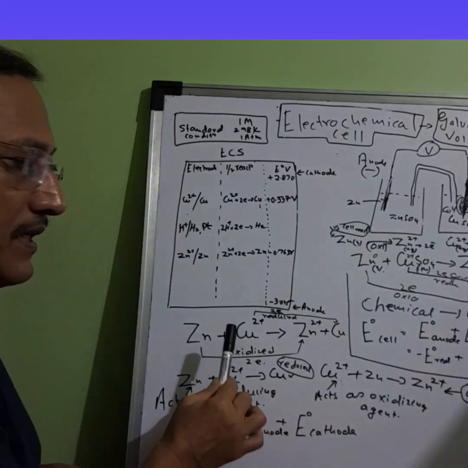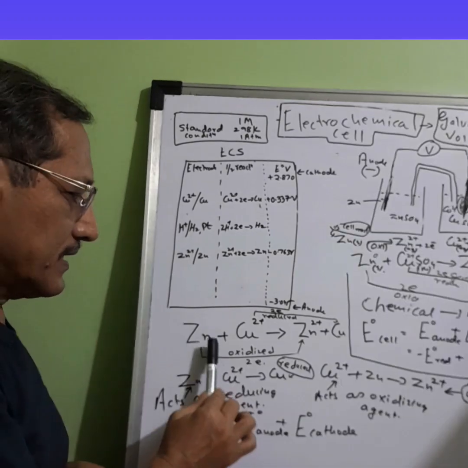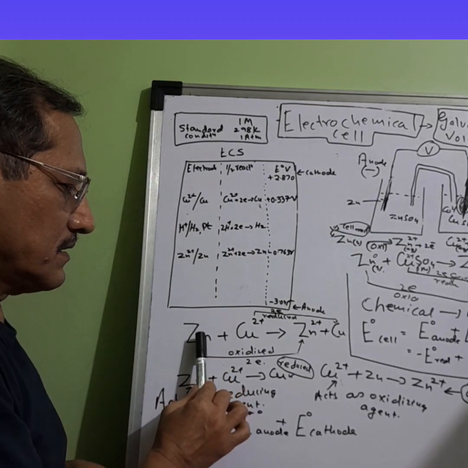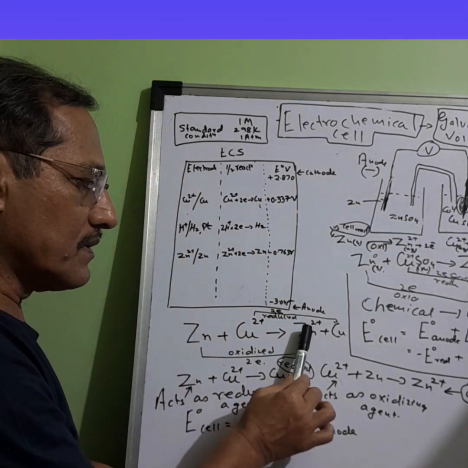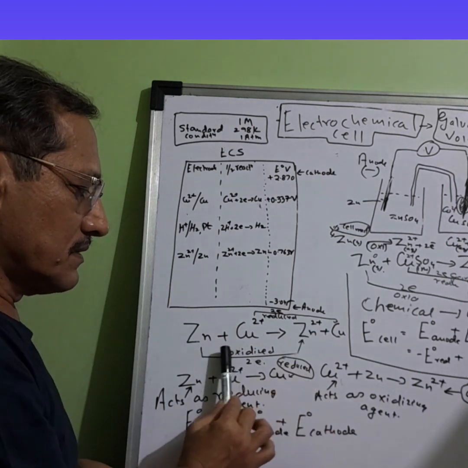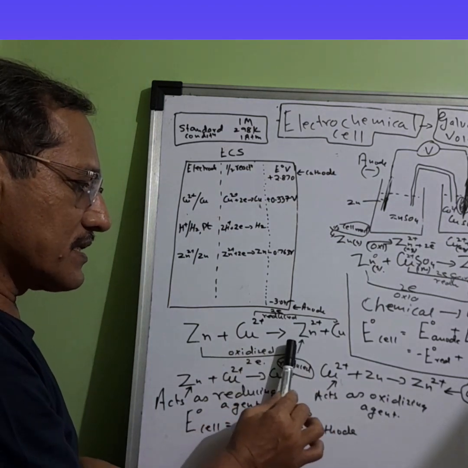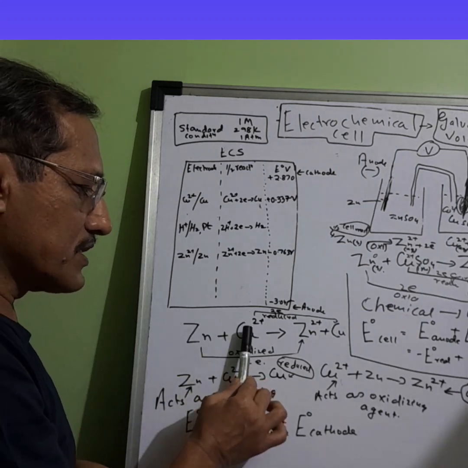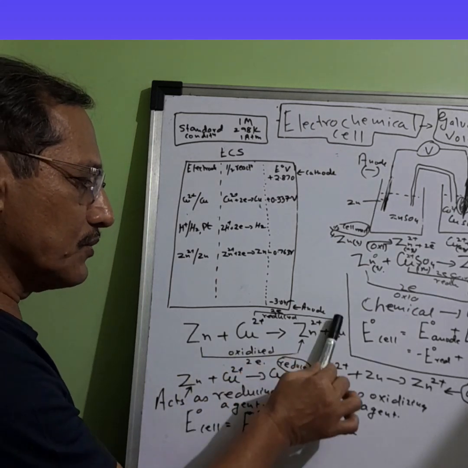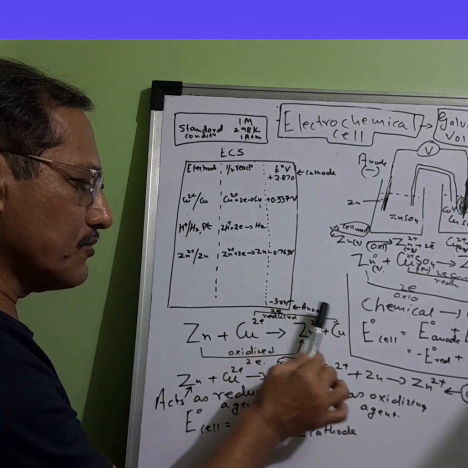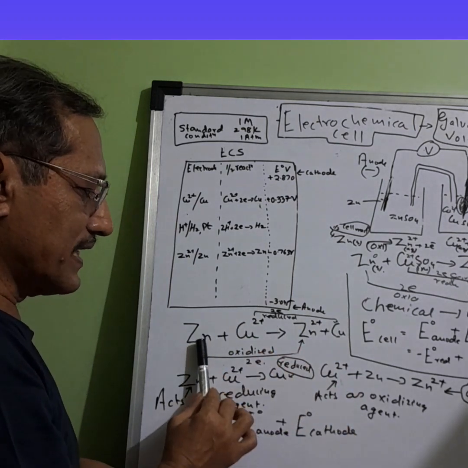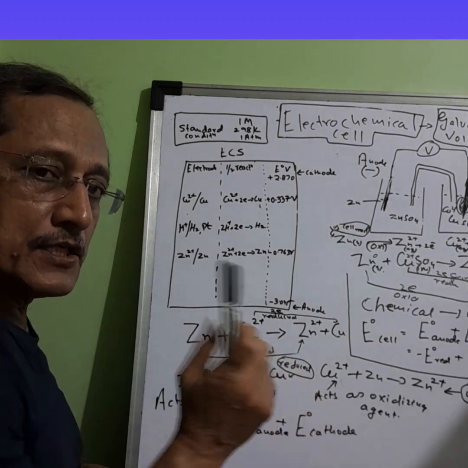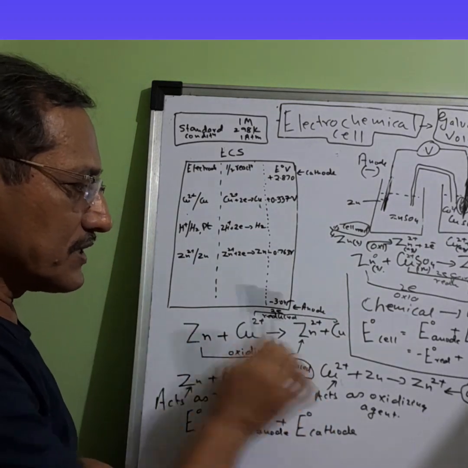If we represent it in ionic form, zinc gets converted to Zn2+ by getting oxidized, losing 2 electrons. These 2 electrons are taken by Cu2+ to form Cu solid. So Cu gets reduced by gaining 2 electrons, whereas zinc gets oxidized by losing 2 electrons. Fine. So this was our situation.